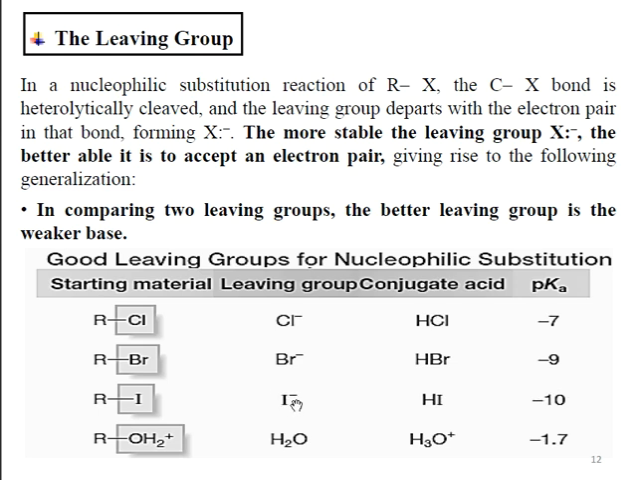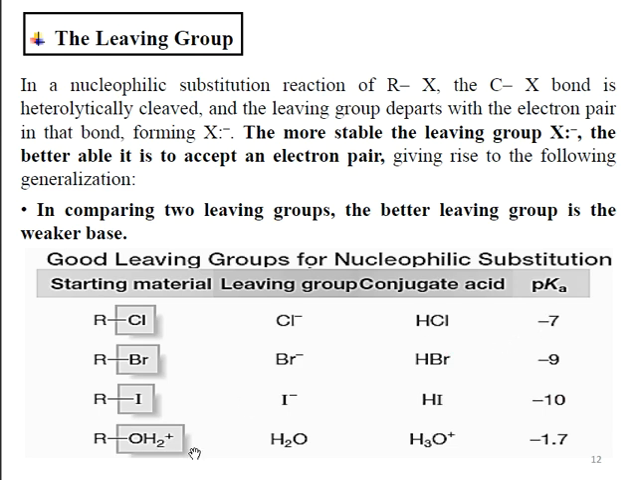Now which is more stable, the Br- or the Cl-? Of course, I- is more stable, iodine is more stable than chlorine. Why? Because of the size of the element: iodine has a big size and chlorine has a small size. When the negative charge is spread over a big size, it will be more stable, a good leaving group. For this reason, this is a strong acid, low pKa. This is a weak acid, big pKa.